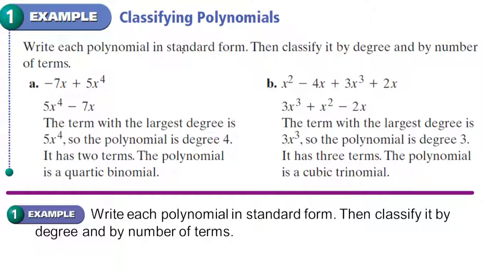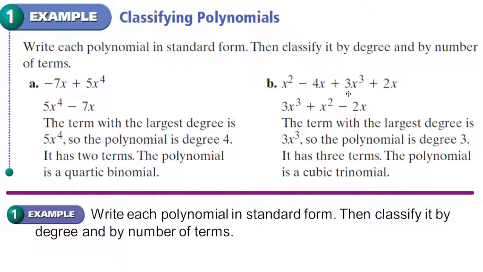Example 1, classifying polynomials. First, you want to put it in standard form. Then classify it by the degree and by the number of terms. So it has to have 2 classifications. Okay, so negative 7x plus 5x to the fourth, well, that's degree 1. That's degree 4, so the 4 comes first, which is why it's written as 5x to the fourth minus 7x. So that is in simplest and standard form. This is degree 4, so that means it is quartic, which you see down here, and there are 2 terms, which means it's binomial.